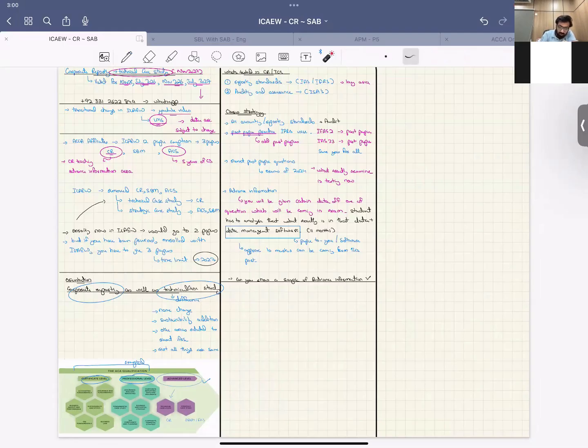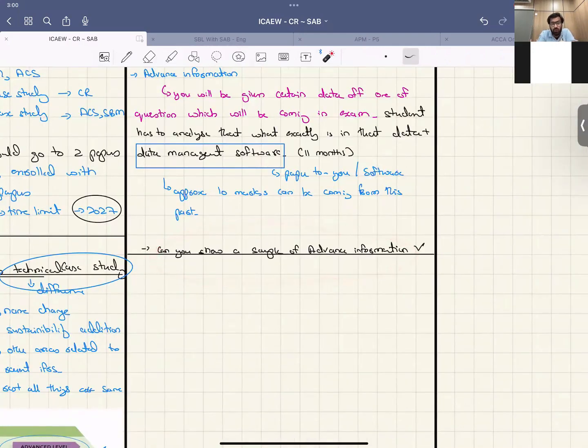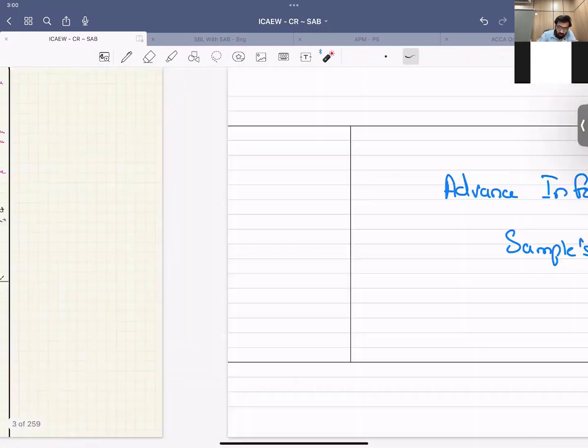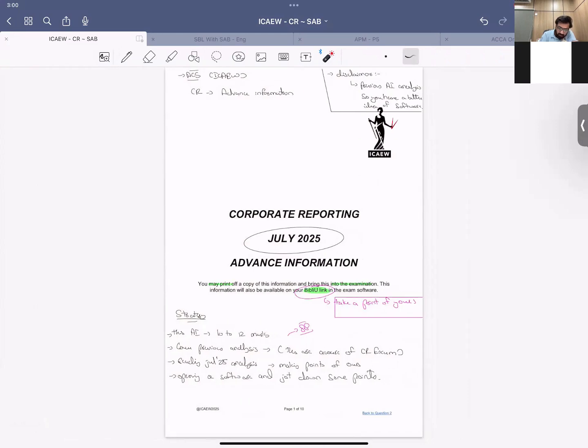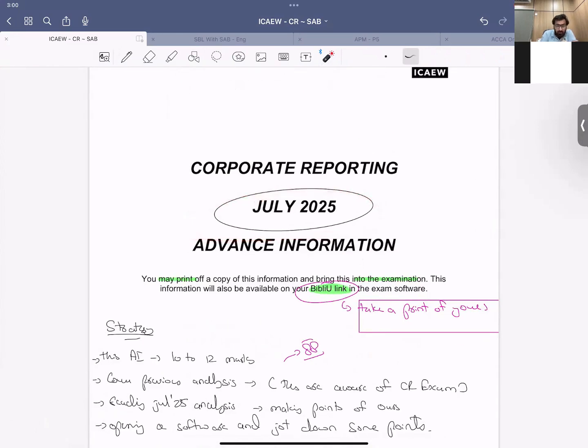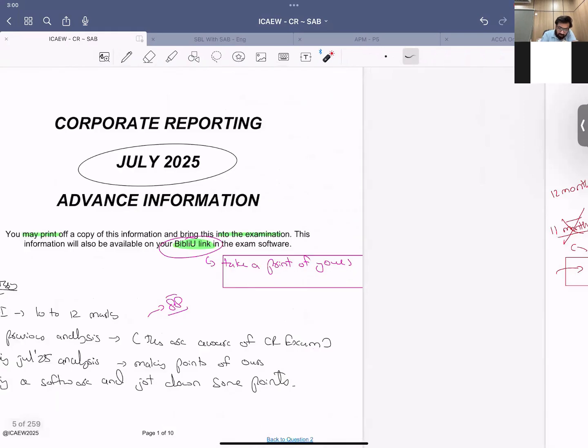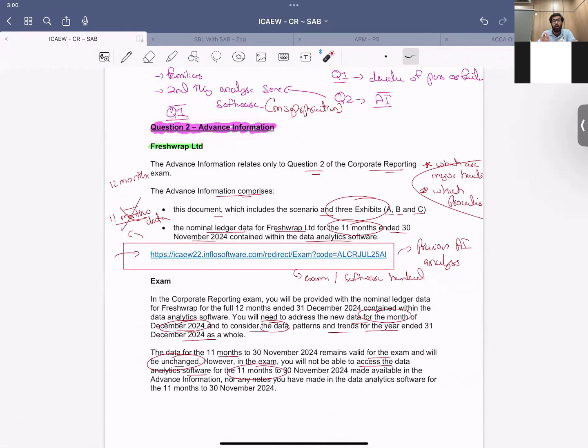So yes, students requested me to show some samples of advanced information. Here I have attached the most recent sample that we have, July 2025. See, this is how a question 2 advanced information looks. Now, ICAEW has told you exactly what needs to be coming in question 2, right? So ICAEW has told you that.